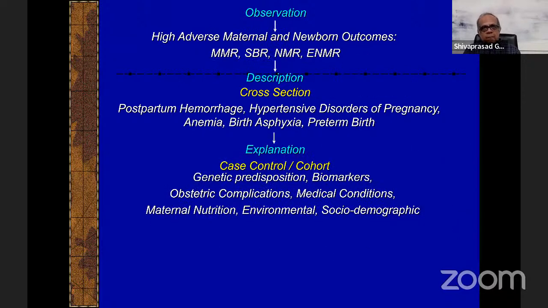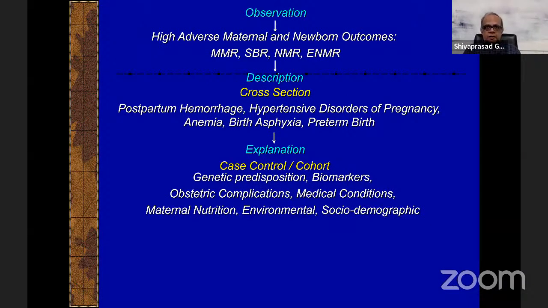Once you understand the causative factors, you try to see if there are any kind of associations. Is there a genetic predisposition? Are there biomarkers which can help in predicting adverse pregnancy outcomes? What kind of obstetric complications are prevalent? Are there any medical conditions that the population is affected by, whether it's hypothyroidism or diabetes or any of the non-communicable diseases?